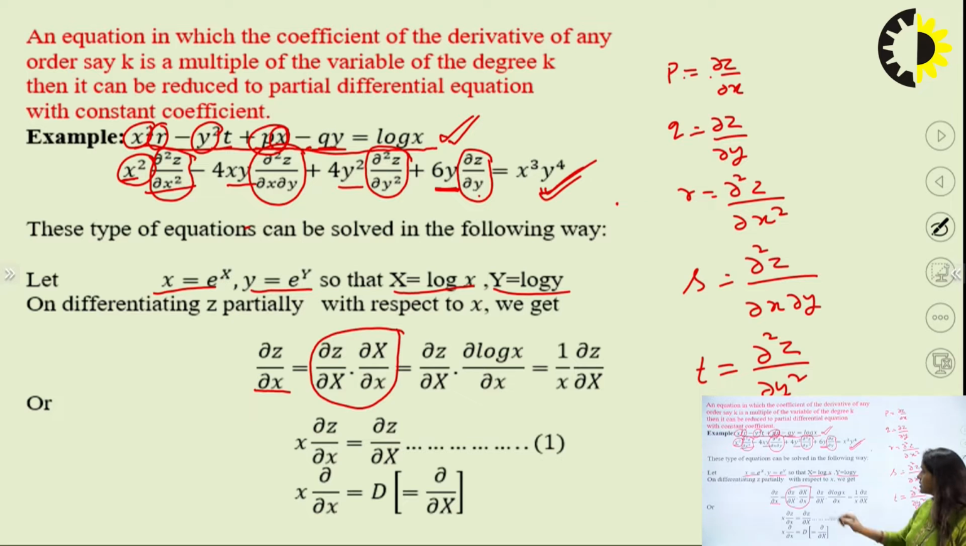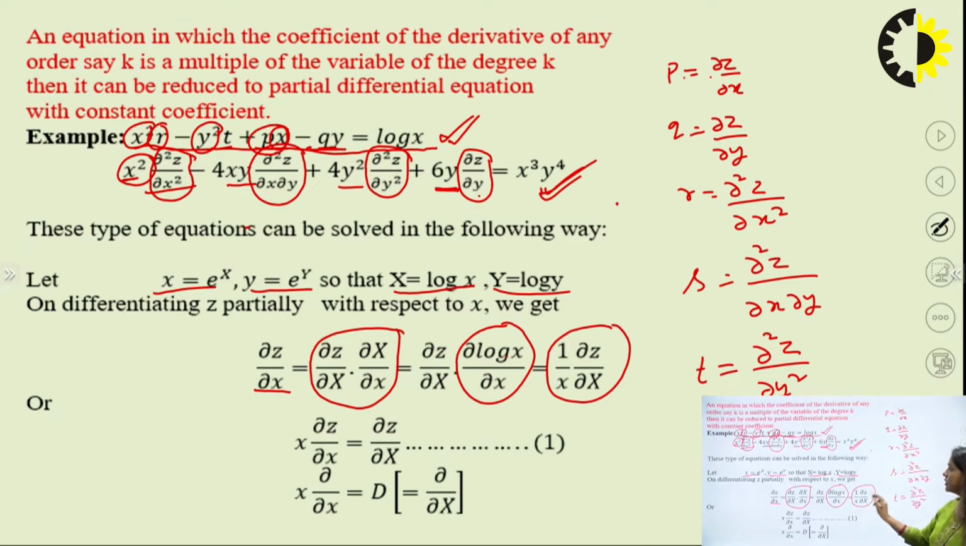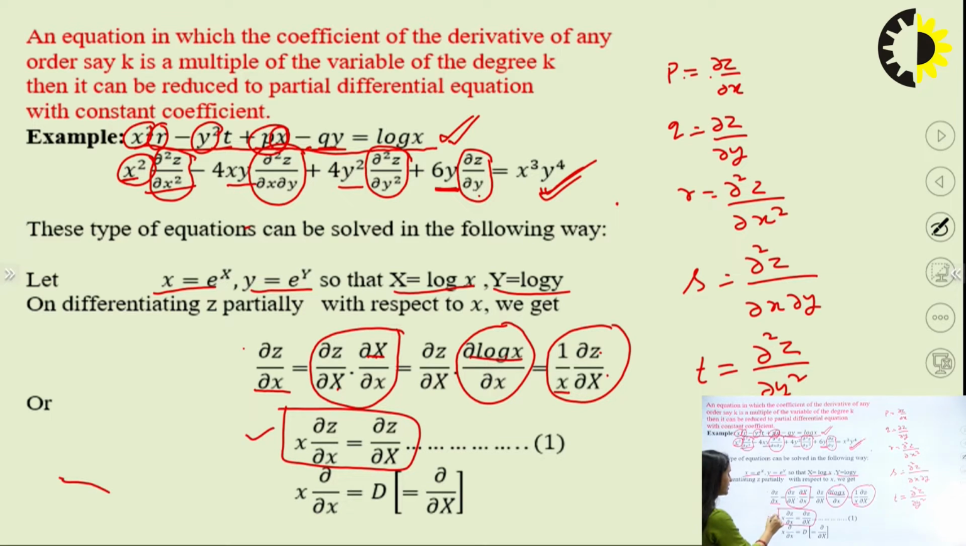We know that capital X is equal to log x. So on replacing capital X by log x here only, we will immediately get the derivative of log x with respect to x. So we will get 1 upon x into del z upon del x. And so we will get x into del z upon del x is equal to del z upon del of capital X. Let us say this is equation number 1.